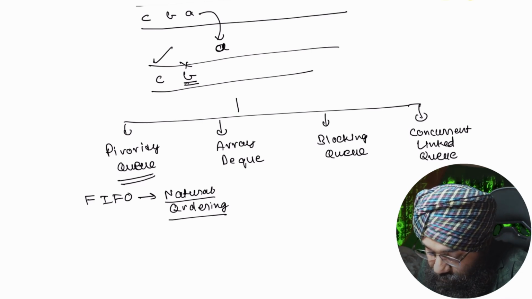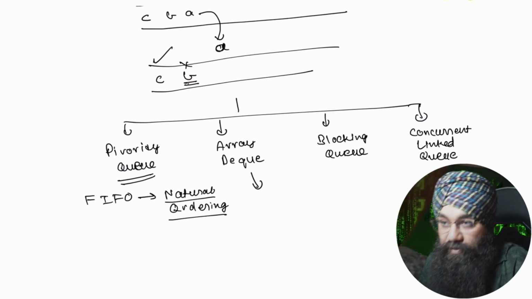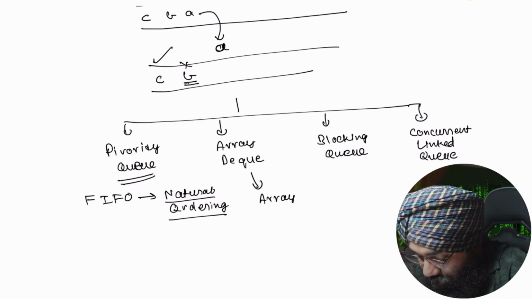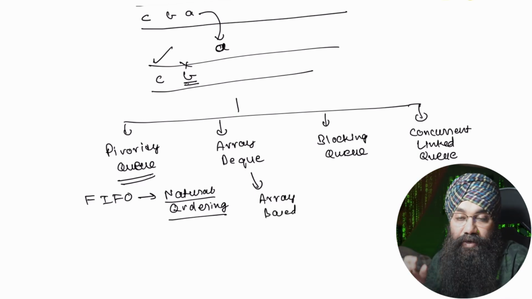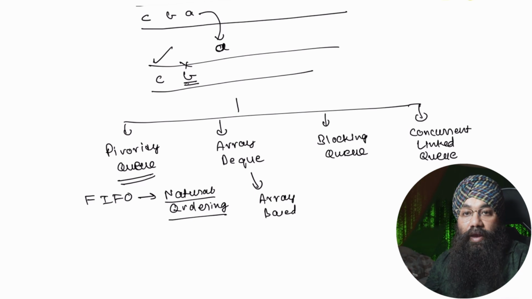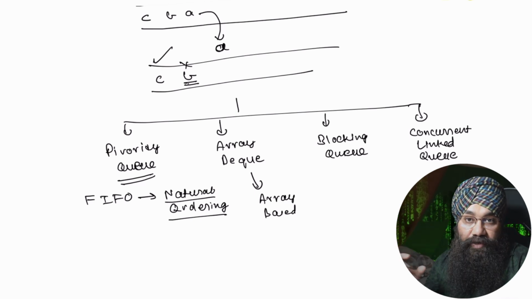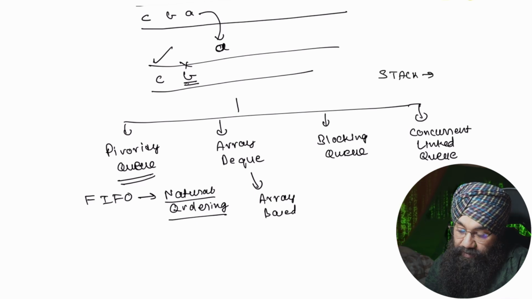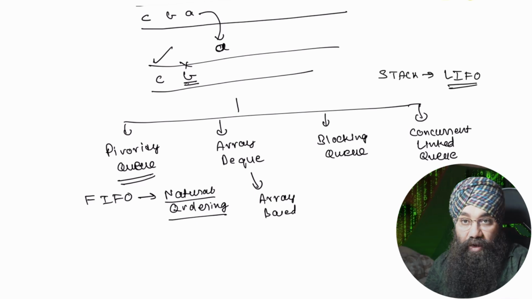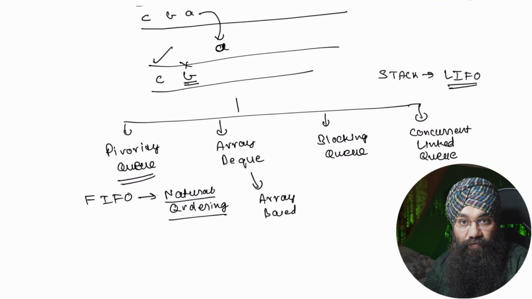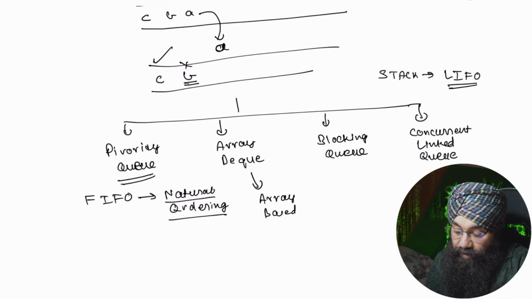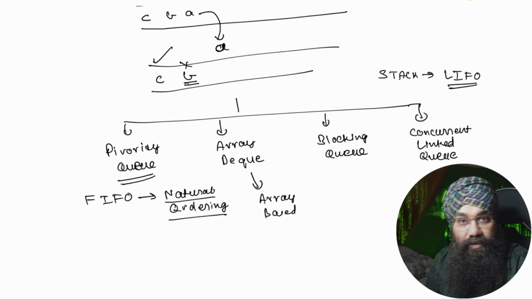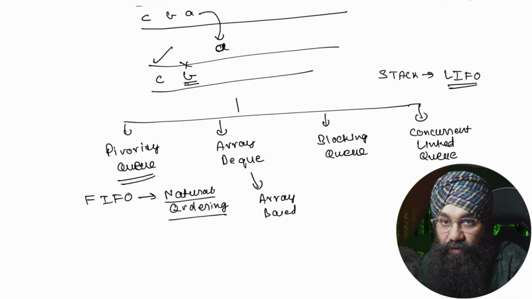Okay, now there is another queue which is ArrayDeque, an array based implementation of the queue interface, and it can act as a queue and it can act as a stack as well. So what is stack? Stack is LIFO, last in, first out. Queue is FIFO, first in, first out. So it can act both as a stack and also as a queue. So this is a specialty of ArrayDeque.